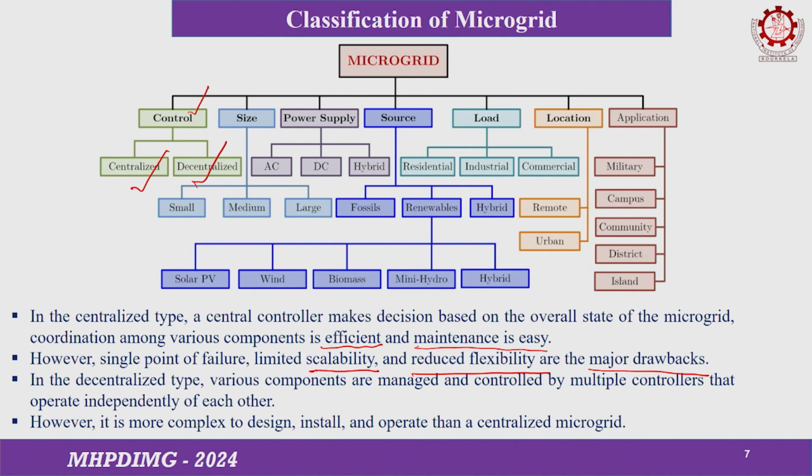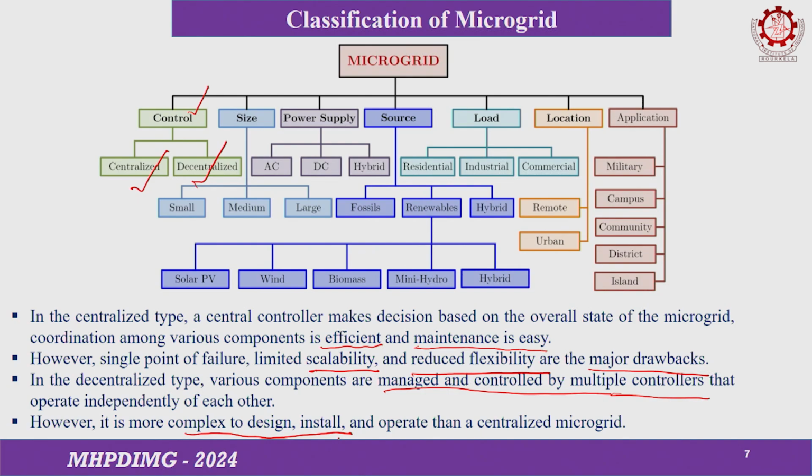So, they are independent of each other. In that case it gives better control, but we need multiple controllers. Efficiency of operation is better, but it needs a complex design, and it is also complex to install and to operate. So, that is why it is complex.